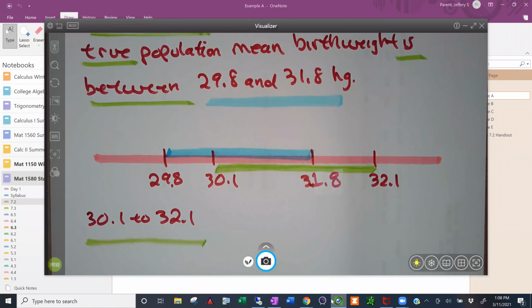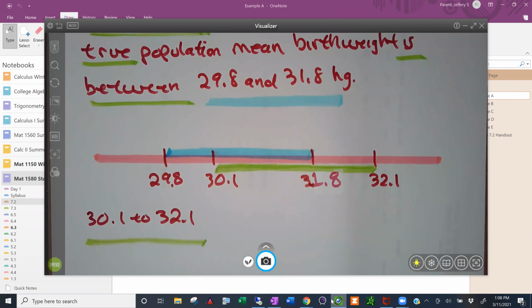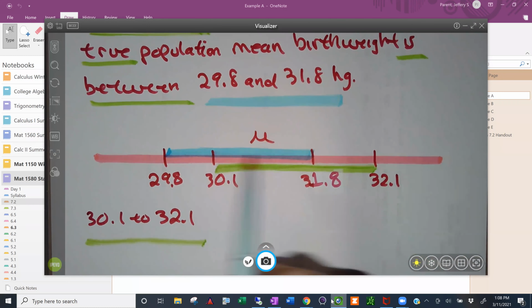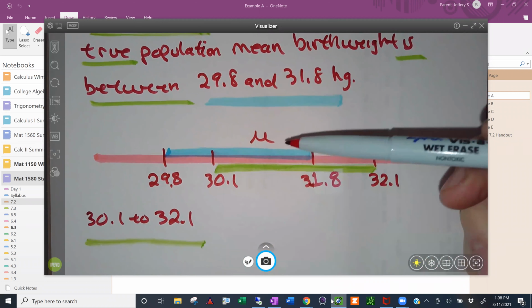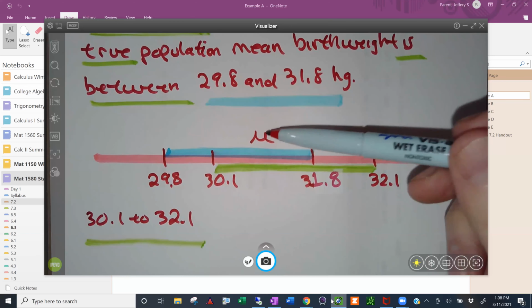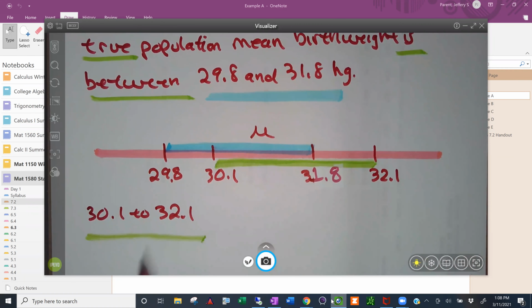The question is, are these confidence intervals very different? And the answer is no, because they overlap. And what that means is that mu, the true value that we're trying to estimate, could be somewhere in here. We just don't know where. But that would make both confidence intervals true. Both confidence intervals would contain the true population parameter, even though they weren't exactly the same confidence interval. So are these very different? The answer is no.